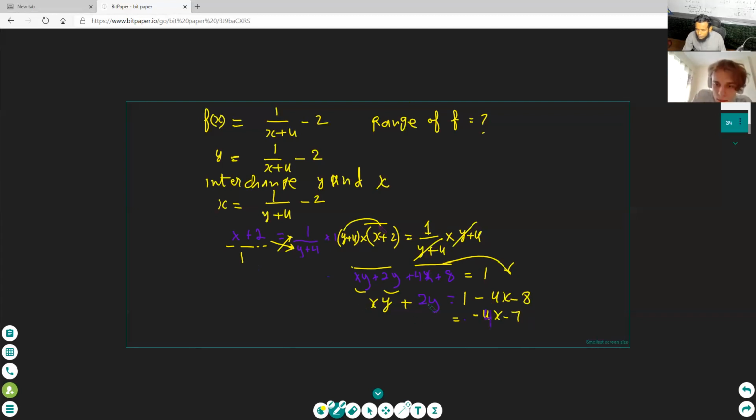Take y as common on the left side. Okay, good. Then x plus 2. Our need was to find y. Y is the f inverse of x. How can we find y? This is x plus 2. Remove this x plus 2, so it divides. Yes, good.